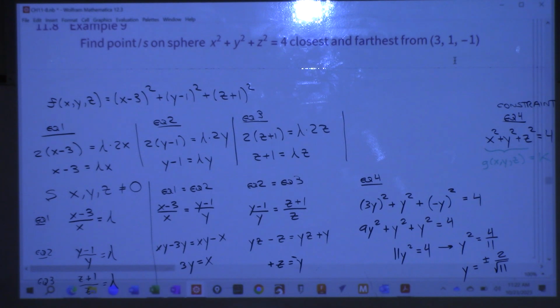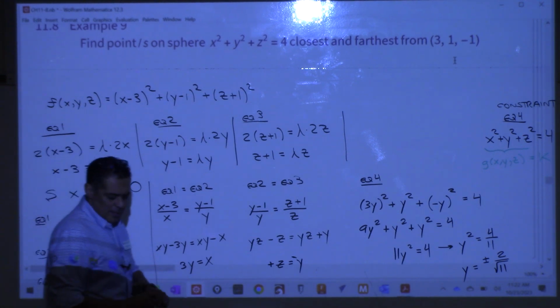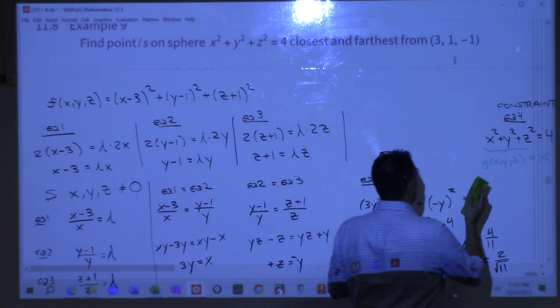So does this seem like we've covered everything? I think so. Yeah, there's nothing else that we need to consider, which means the answers we're getting here are going to be the answers. And we should have 2 of them, shouldn't we? 2 answers. One of them is going to be the closest, the other one's the furthest. All right, let's see if we can figure out what these points are.